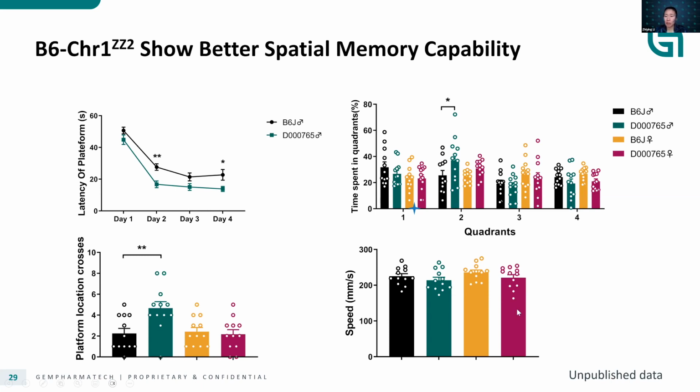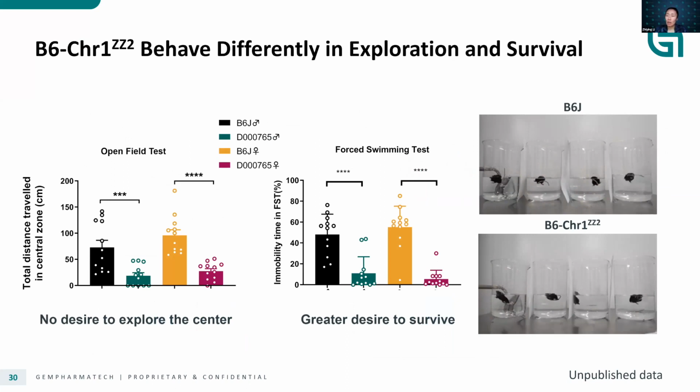And then here is the speed of the 4 different groups of mice. Apparently they're able to swim just very similar to one another. After seeing this, we actually subjected these mice to a whole series of behavioral tests that we have in-house. Showing you here on this particular slide are two of them, open field and forced swimming. Open field, on the left side, is a test for exploratory activities.